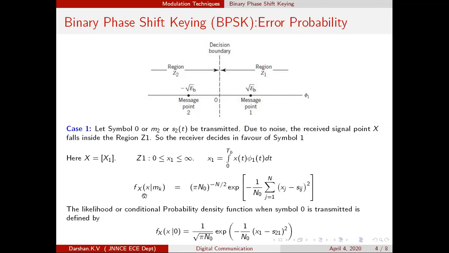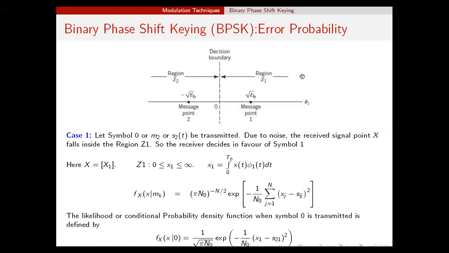Now, just below this explanation, I have written another equation. What is this LHS called? This LHS is called the likelihood function or conditional probability density function. Why do we need this formula? This formula is needed to calculate the probability of error. For evaluating the probability, what you want is the PDF.